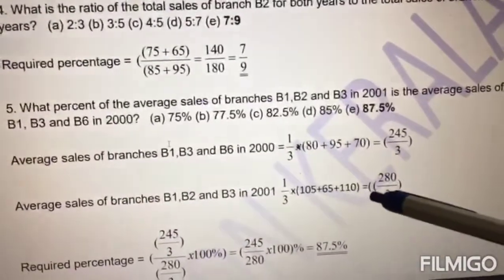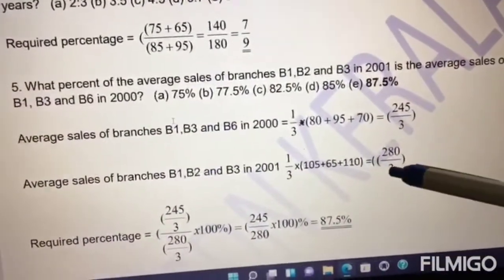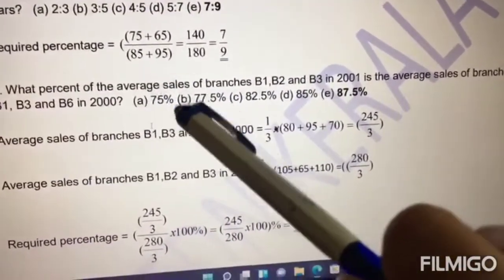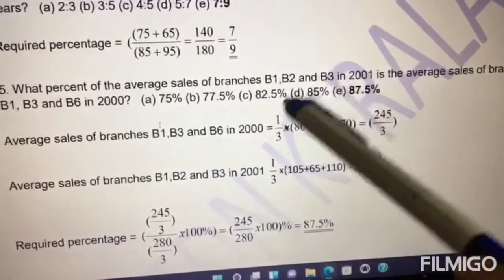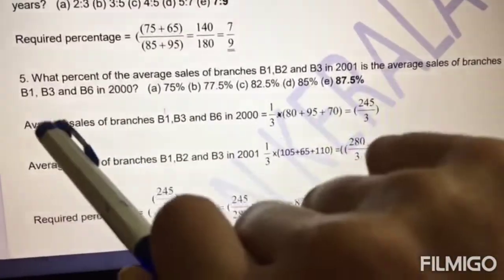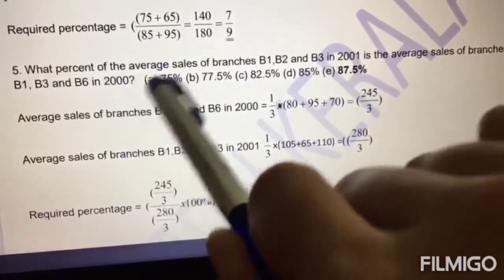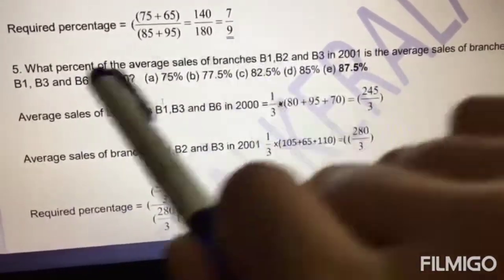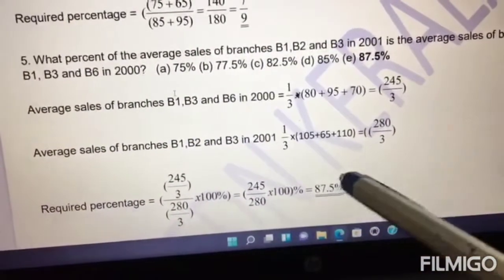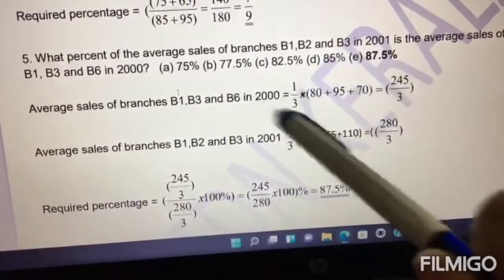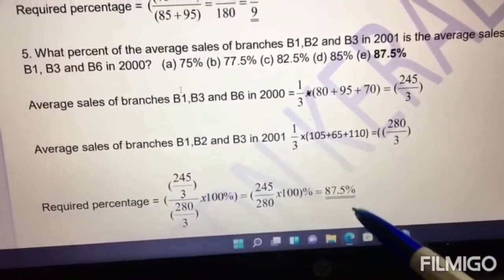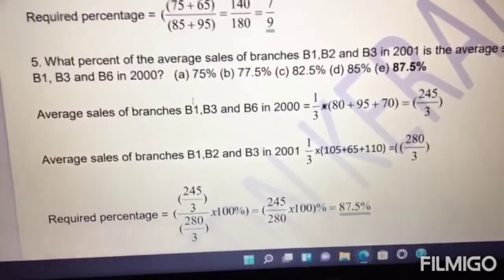Then divide this by this into 100, because we're asked to find what percentage of the average sales of branches B1, B2 and B3 in 2001 is the average sales of branches B1, B3 and B6 in 2000. So what percentage of this is this? So it should be this divided by this into 100, which is what we have done. And the answer is 87.5%, which is option E.